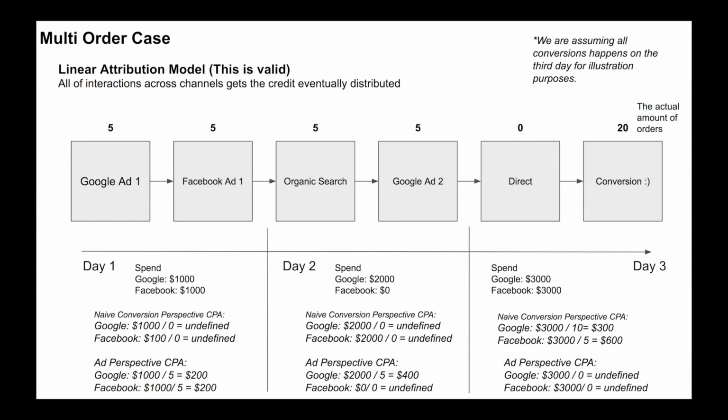And on day one, we're doing the ad perspective, which is back attribution. Google got 5, Facebook got 5, so each has 200. On day 2, Facebook got none because there's literally no Facebook interaction left, and Google gets 5, which results in 400. Overall, this method, as you see, is already giving less credit to paid platforms, which is something that we want to do, in all honesty.